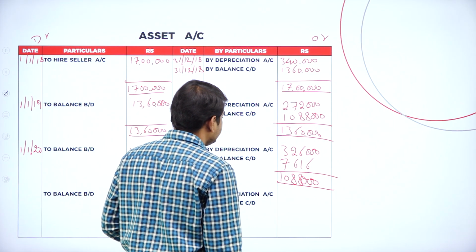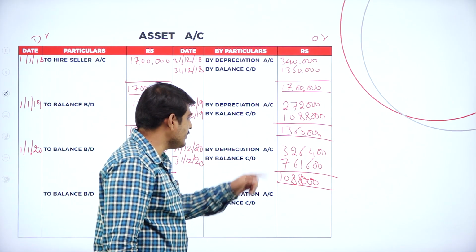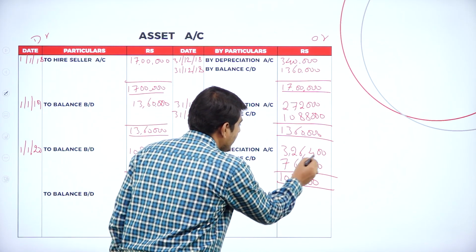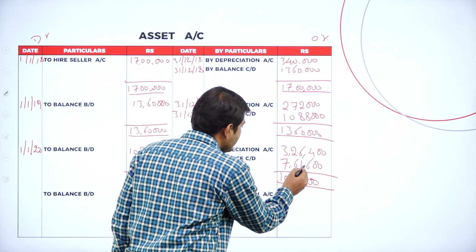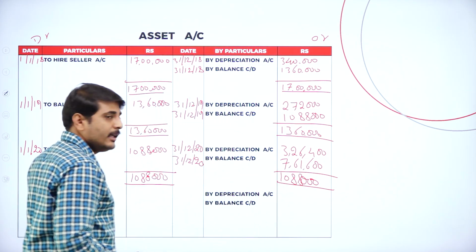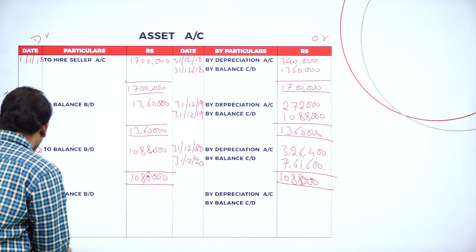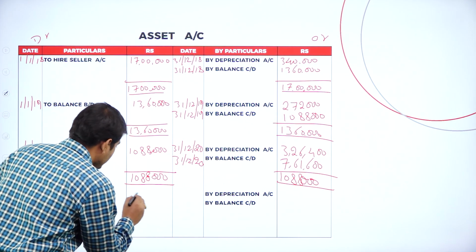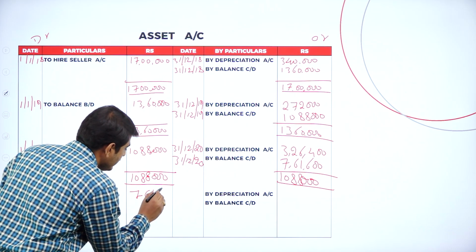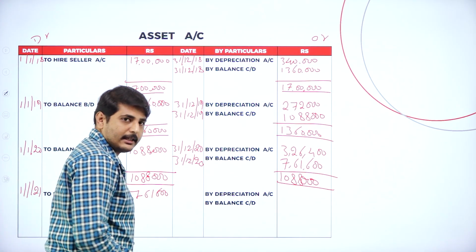7,61,600. Now the depreciation is 3,26,400. The remaining balance is 7,61,600, which will be carried forward. Again for the next year we have to bring down the amount. So on 1/1/21 I am going to bring down 7,61,600. Okay. Next we have to calculate the depreciation.